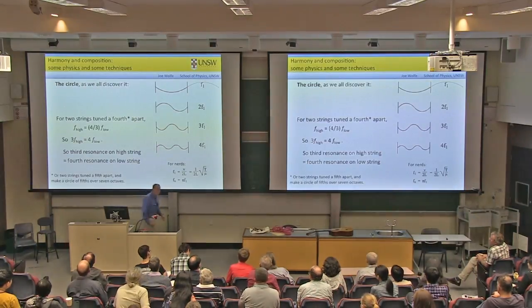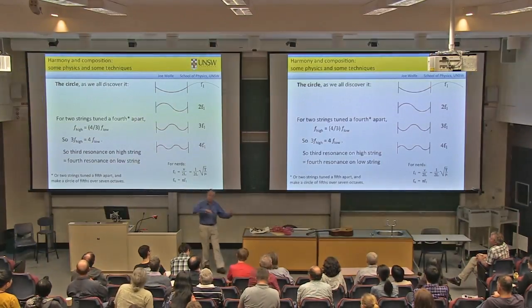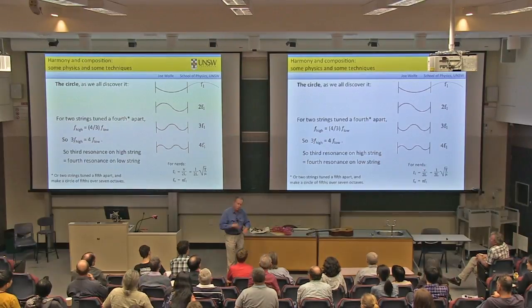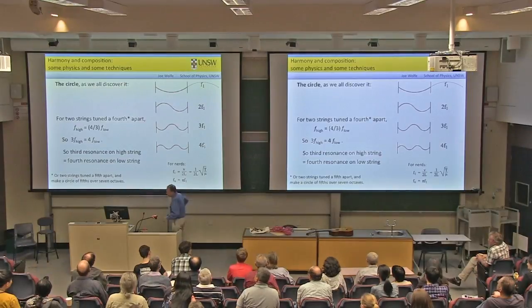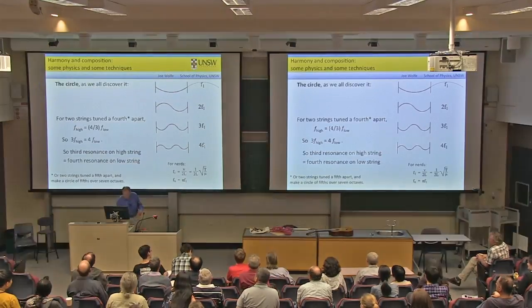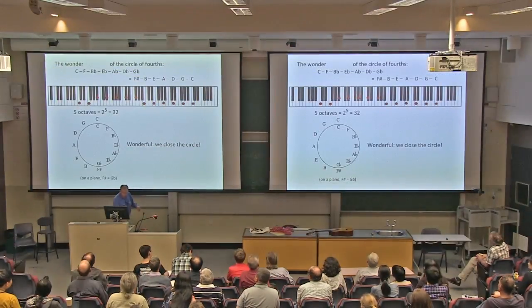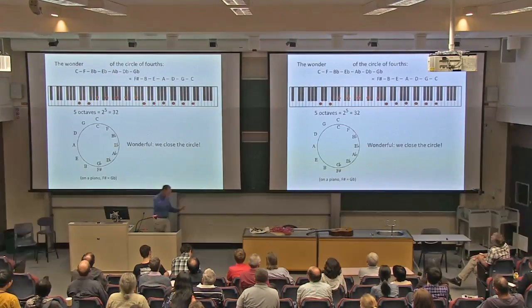Oh, and by the way, if you're a violinist, then your strings are tuned in fifths, and so you get a circle of fifths instead. But that stretches the range of an orchestra, so I'm not going to talk about that one. So here's the amazing thing about the circle of fourths.